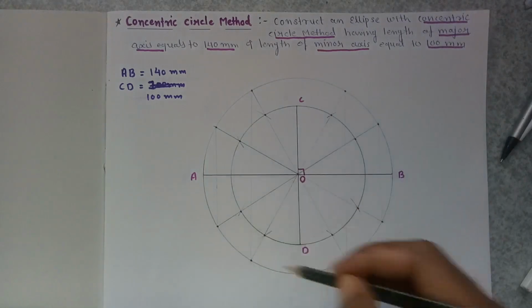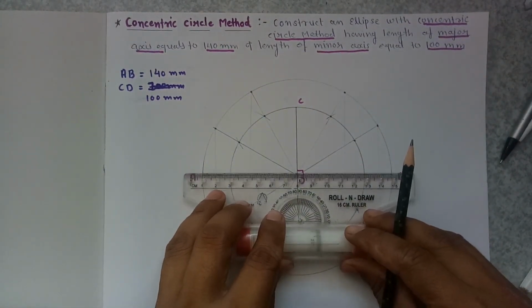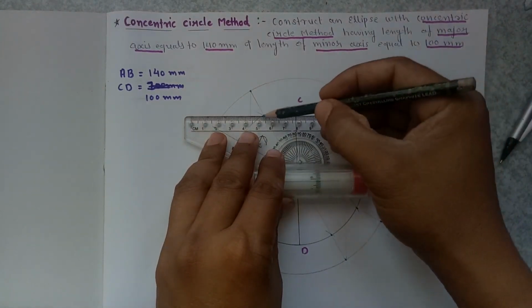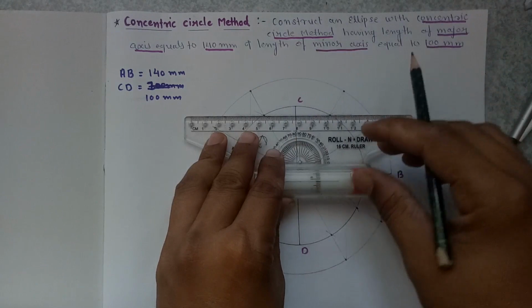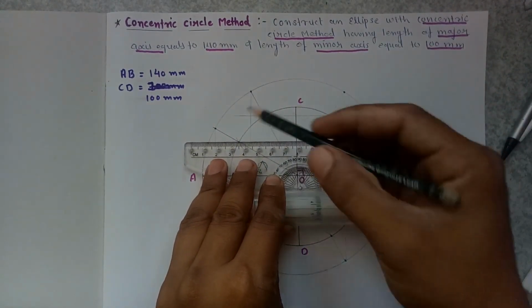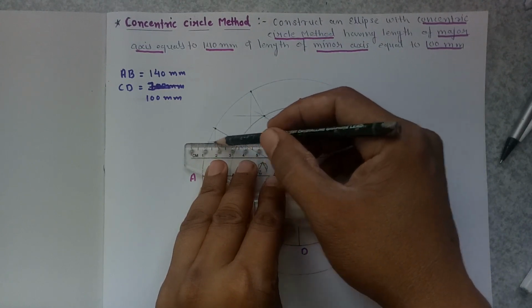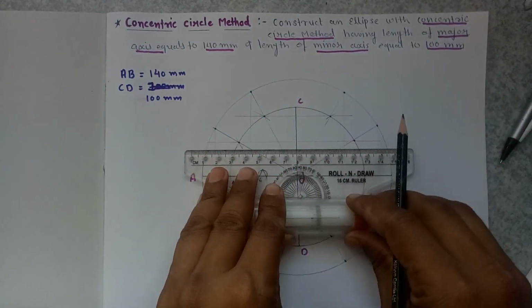Now from the points of the inside circle, draw lines parallel to the major axis. These horizontal lines which are parallel to the major axis will intersect the lines which are parallel to the minor axis that we have drawn from the outside circle.